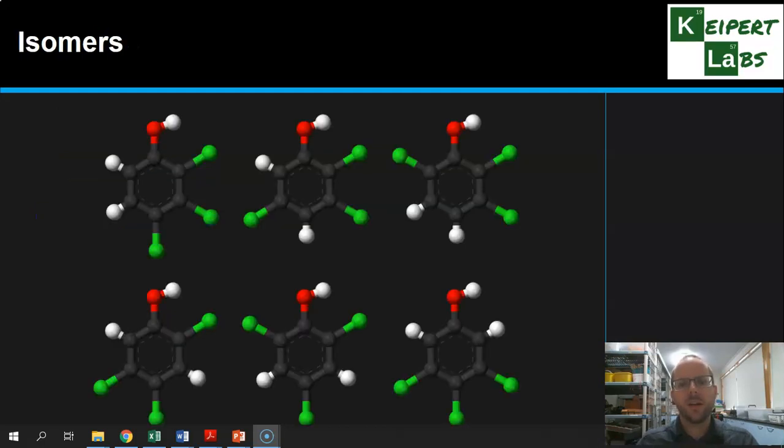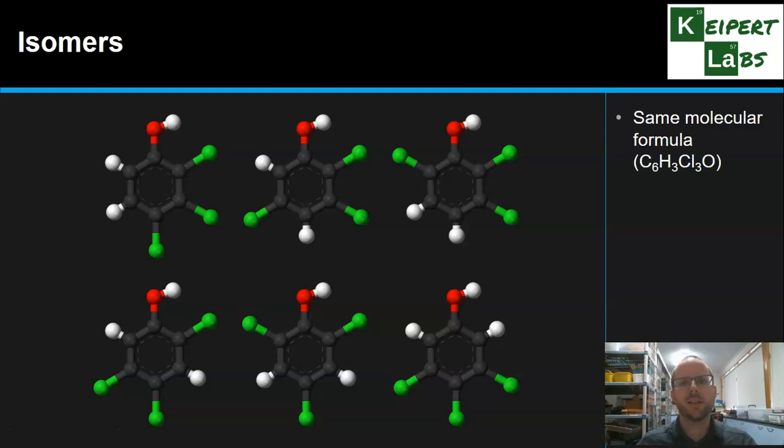So firstly, let's have a look at these six structures for compounds. We can see here that we've got various different connections of black carbon atoms, white hydrogen, red oxygen, and green chlorine atoms. But depending on exactly what combination we have, they're connected up in different ways. These six compounds represent what we call isomers.